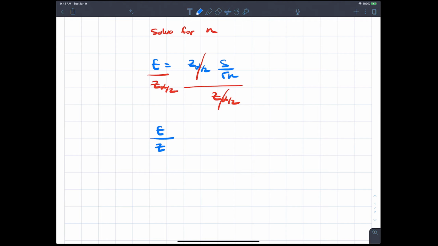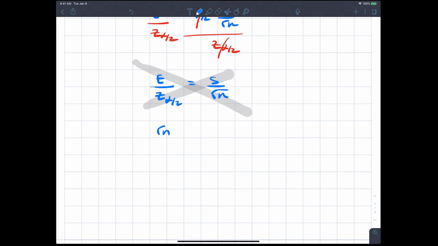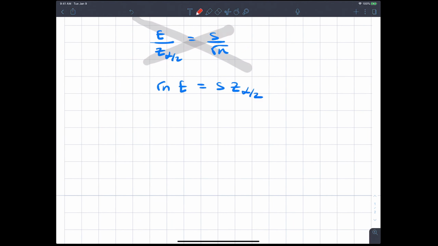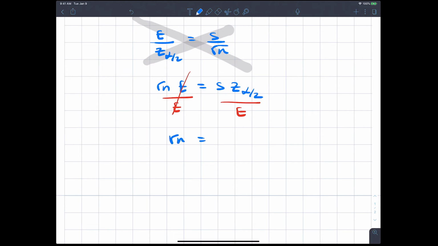Error over z alpha over 2 is s over square root of n. So now I have a proportion, and with proportions, we can cross multiply, meaning diagonal across. So when I do that, I get the square root of n times my error is s times z alpha over 2. So all I did was cross multiply using algebra. And then I divide both sides by the error. Cross this out, we get the square root of n is s.